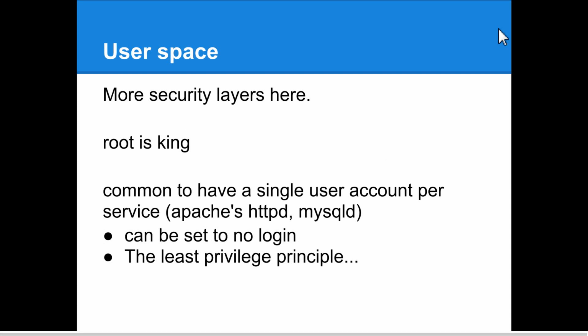In user space, there are more security levels with the permissions model that's used by Unix, and we'll get into that. Essentially, what you need to know is root is king, if you didn't already know that. It's common to have a single user account per service, so if you have a web server running, like Apache's Tomcat or HTTPD, it will usually be running under its own account when set up properly. Same with MySQL's daemons.